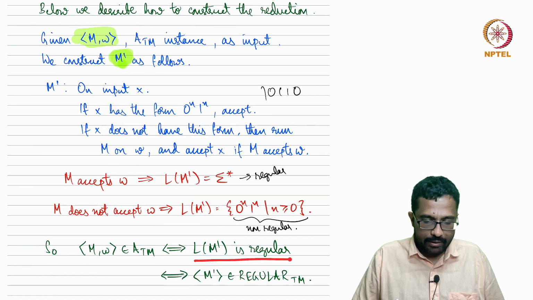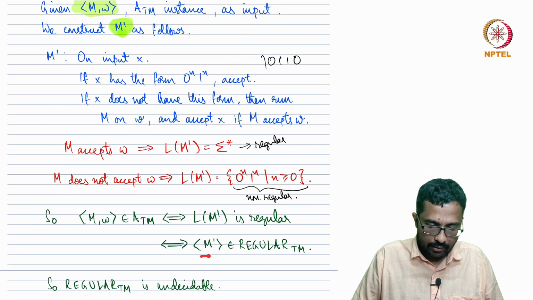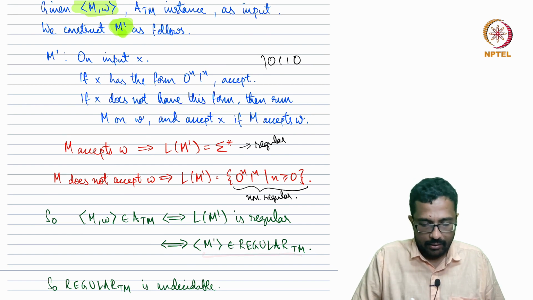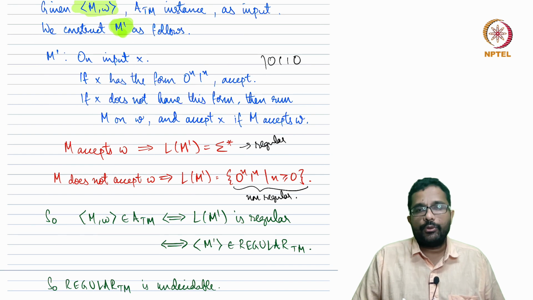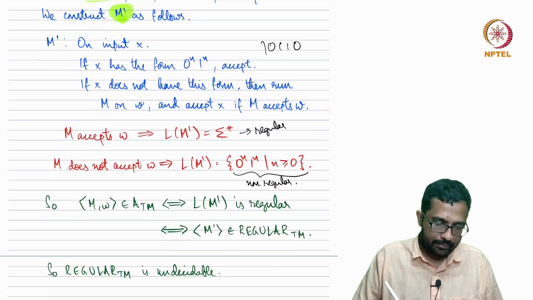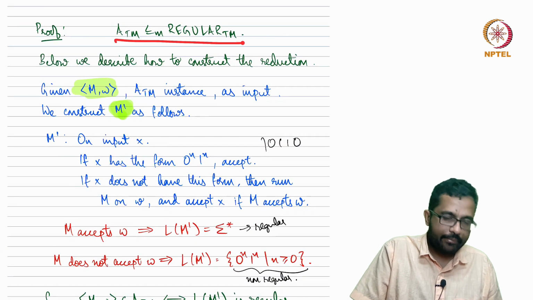And L of M prime is regular if and only if M prime is in regular TM, right? By definition of regular TM. So M comma W is in HALT-TM if and only if M prime is in regular TM, which means now we have a reduction from HALT-TM to regular TM.